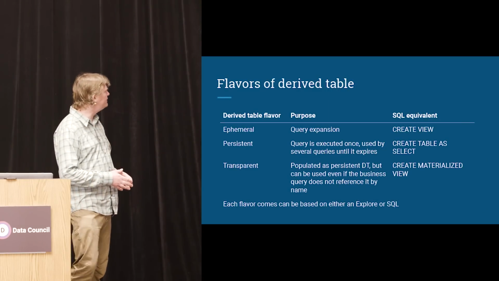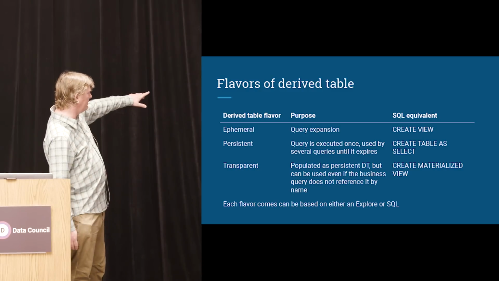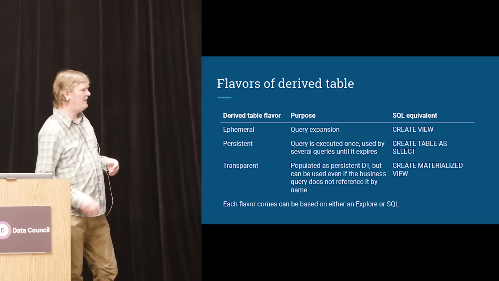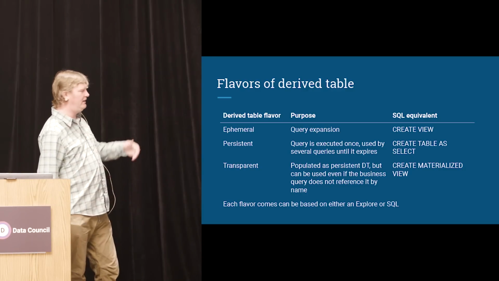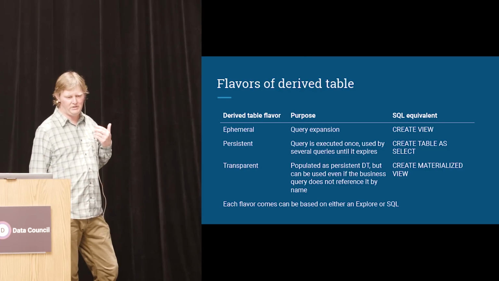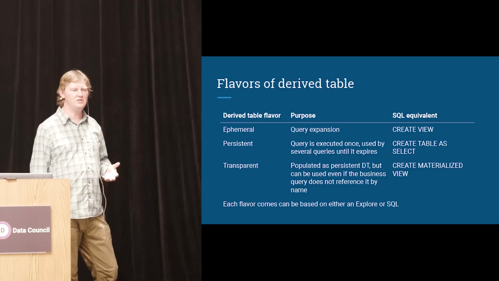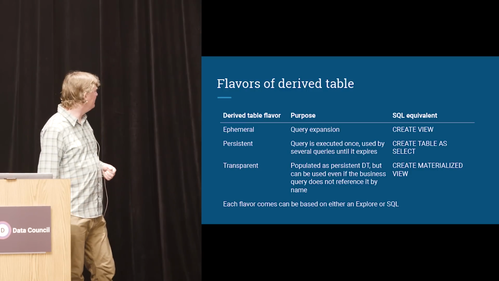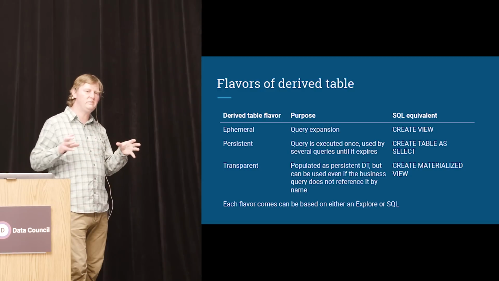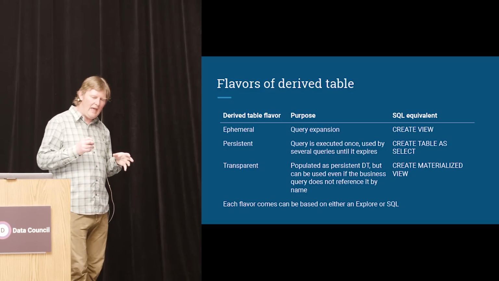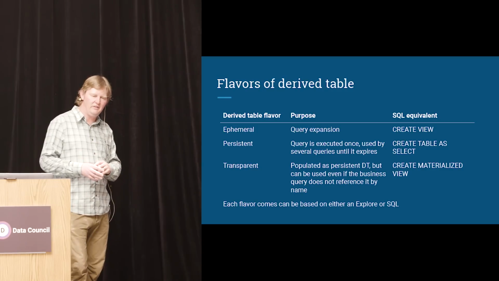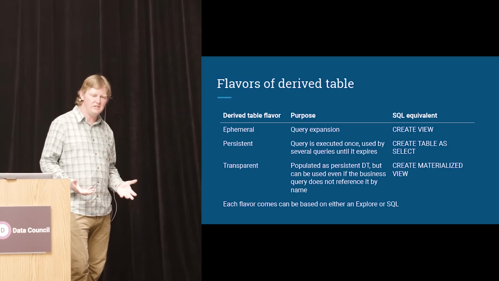So there's various flavors of derived table. I've been talking about persistent derived tables here. There's also something called an ephemeral one, and a persistent derived table is kind of like a create table as select. When you first load up the dashboard, it literally does a create table as select. An ephemeral derived table is kind of like a view. It's just expression expansion, and the expression will be substituted into whatever query gets run in the system, but it doesn't create anything on disk.